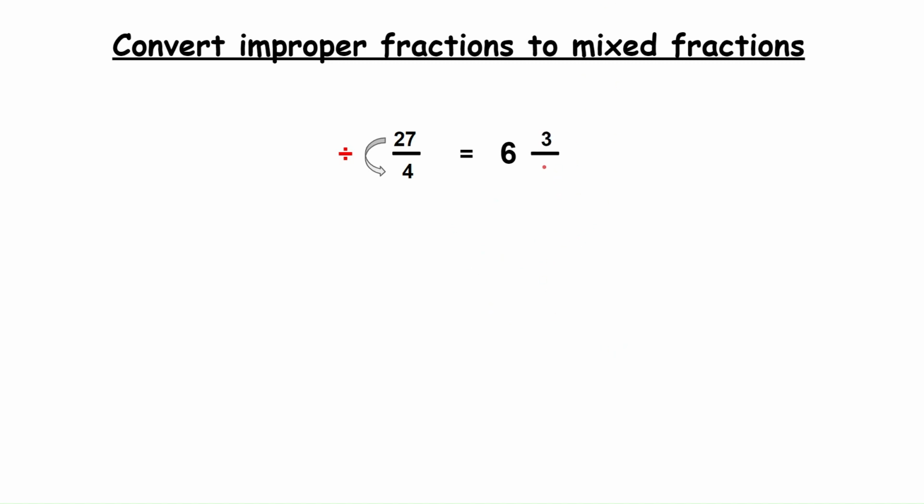And again, our last step is the easiest to remember and to calculate because we're just going to put our same denominator that we had in the improper fraction. So the improper fraction 27 over 4 is equal to 6 and 3/4. Let's try one more. This time we have 32 over 9.